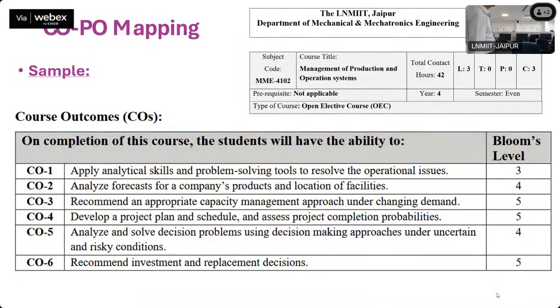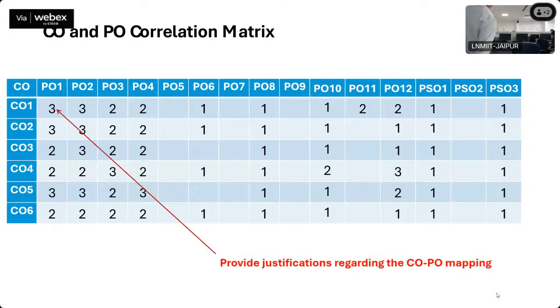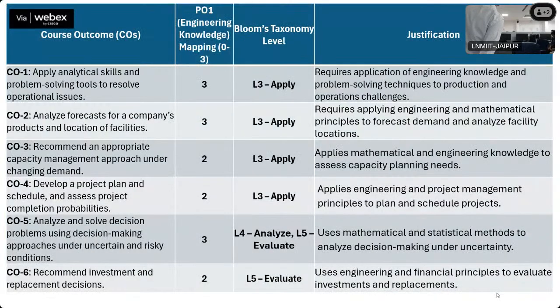So for this course, let us say I had 6 COs applied to different Bloom's levels. Okay. Then I have created this COPO correlation matrix. How I have created for this? Let us say I have given 3 as a value for COPO, PO1 to PO1 mapping. For this, I have to give the justification. Let us say CO1 is apply analytical skills and problem solving tools to resolve operational issues. That is my CO1. I have given mapping of 3.